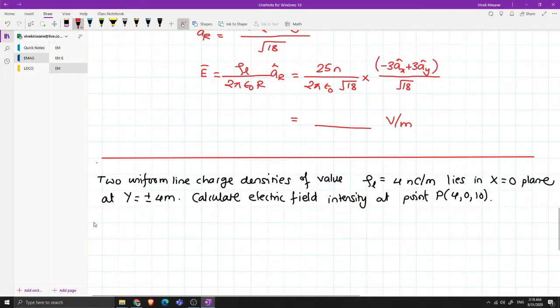How many line charges? 2 line charges. Let us go numerically. Given is 2 line charges of 4 nanocoulomb per meter. They lie in the x equal to 0 plane.